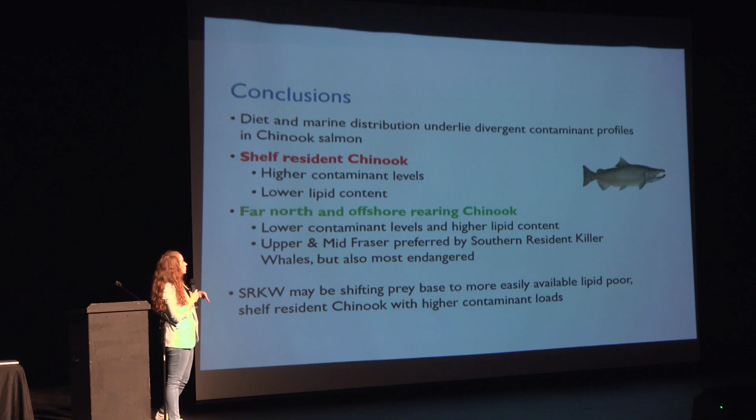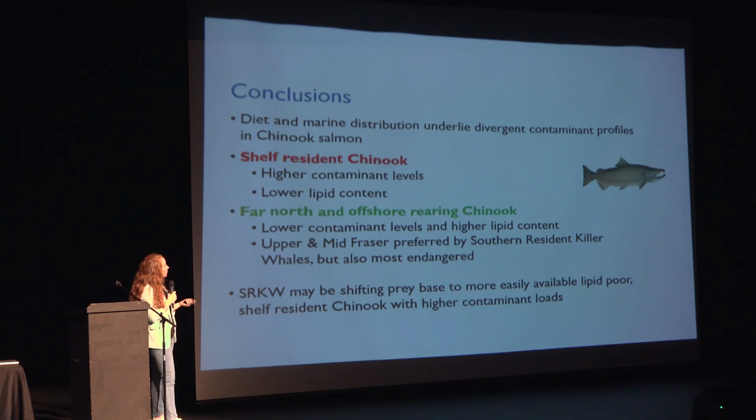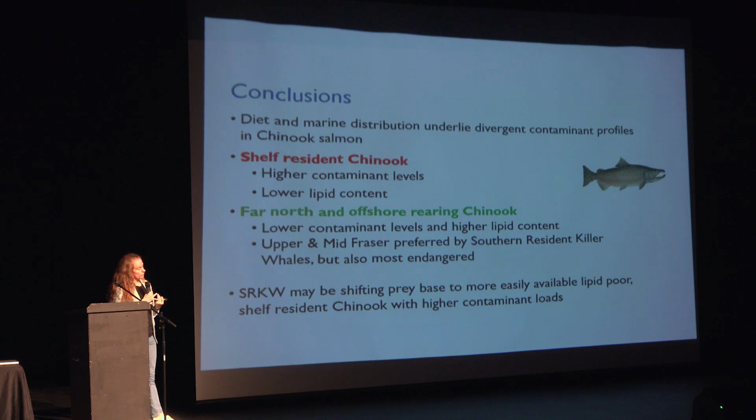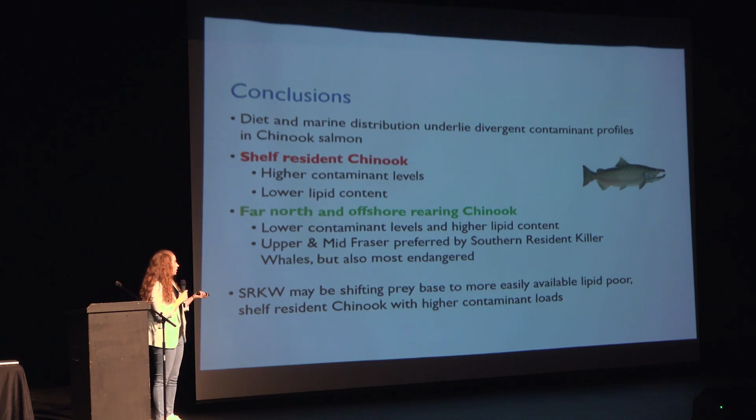So in conclusion, to remind you of the high points, we found that the Chinook diet and their marine distribution is making a difference in their contaminant profiles. The shelf-resident marine rearing Chinook had higher contaminant levels, so they're feeding on more contaminated prey, and they have lower lipid content. The far north and offshore rearing Chinook had lower contaminant levels and higher lipid content. Unfortunately, these upper and mid-Fraser Chinook stocks, which are the offshore marine rearing, are the ones the southern residents most prefer to eat because they have the highest lipid content, but they're the most endangered.